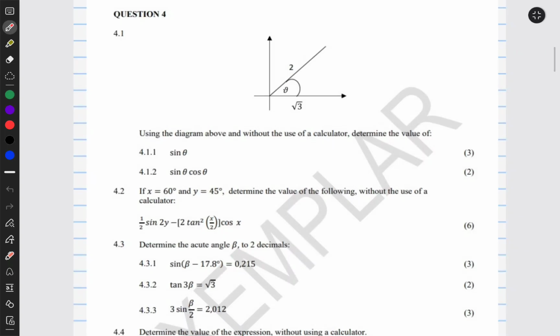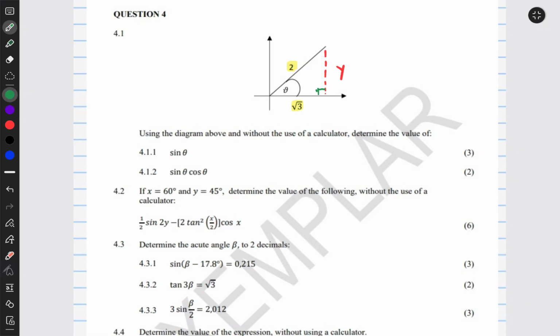We're given the diagram that you see there. In that diagram, what do we have? We have the length of the terminal arm, which is 2 units, and the length of the x coordinate for the terminal arm, which is √3. What we don't have is the y. The value of y is what we lack in this particular equation.